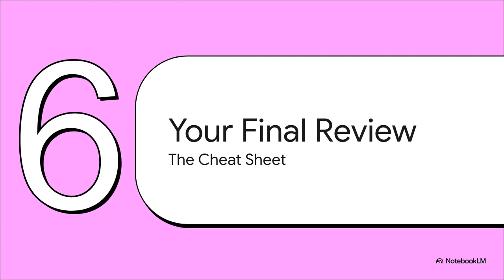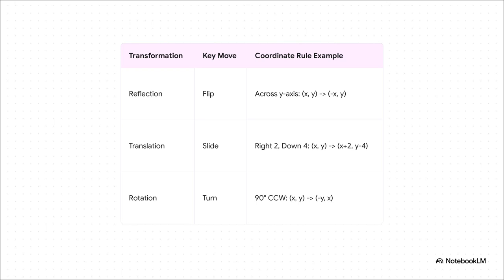Whoa, okay, we've covered a ton of ground. So let's bring it all home. Here it is, the entire unit, condensed onto one single slide. This is your final cheat sheet, the thing you look at right before you walk into that classroom. Let's do a lightning round. Reflection, that's the flip. Like across the x-axis, (x, y) goes to (x, -y). Translation, that's the slide. Right 2, down 4, that's x plus 2, y minus 4. And rotation, the turn, 90 degrees counterclockwise, (x, y) becomes (-y, x). Bam, that's it. That's the heart of this whole unit.